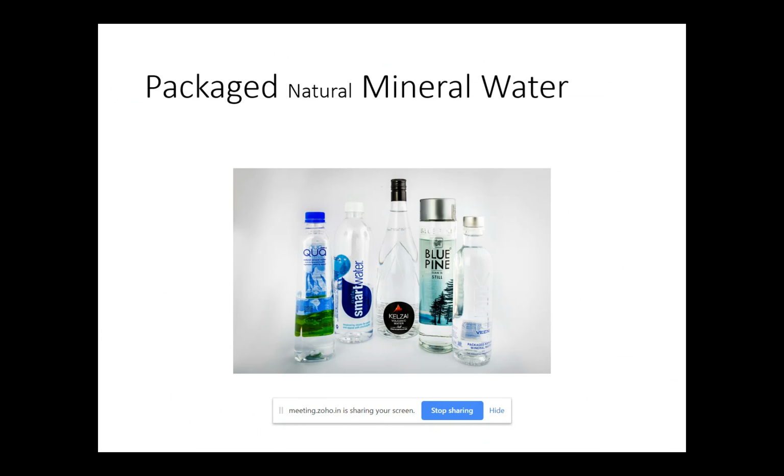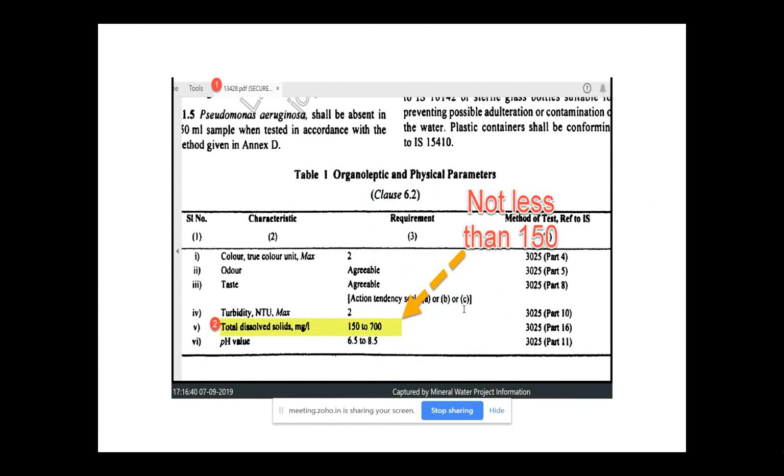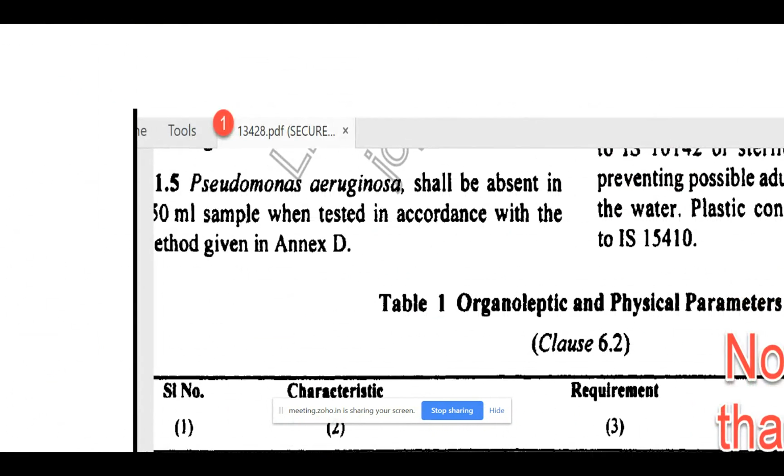And there is another standard for packaged natural mineral water, and the standard is 13428. What is the difference between these two waters? This is our subject today. So I will just get back to you.